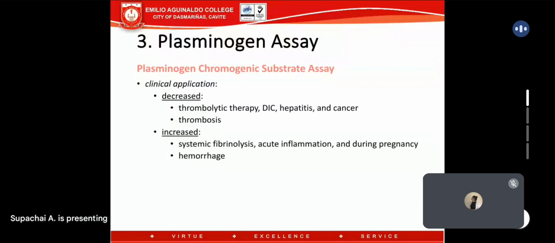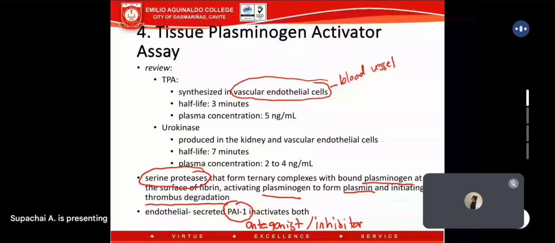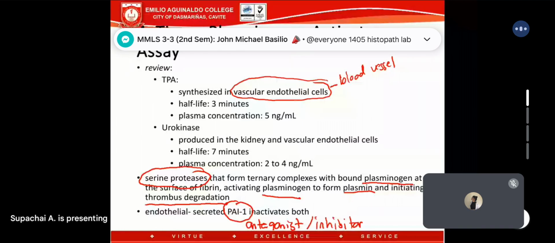Okay, acute inflammation, and the vascular endothelial cells, otherwise seen in the blood vessel. It has a very short half-life, only 3 minutes, and the plasma concentration is 5 nanogram per ml.